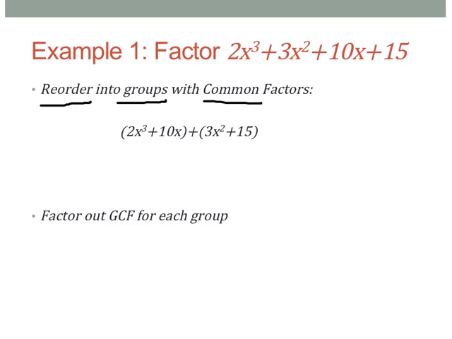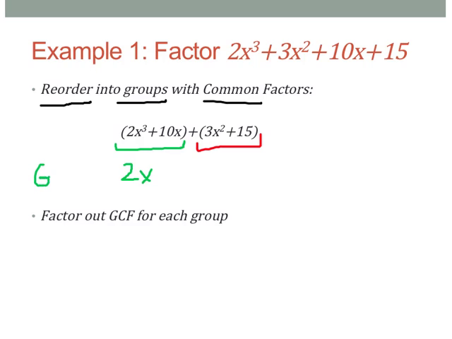Notice, if I rewrite it this way, the 2x cubed and the 10x have a GCF. Just those two terms. They do have a GCF. And then notice the 3x squared plus 15, those terms also have a GCF. So if we look at these terms separately, you should notice that we can take out a separate GCF for each group. So what do you think the GCF is of 2x cubed and 10x? First, think about the number that goes into 2 and 10. That would be 2. So the GCF here is 2, and then what else? x. 2x is the GCF for the first group.